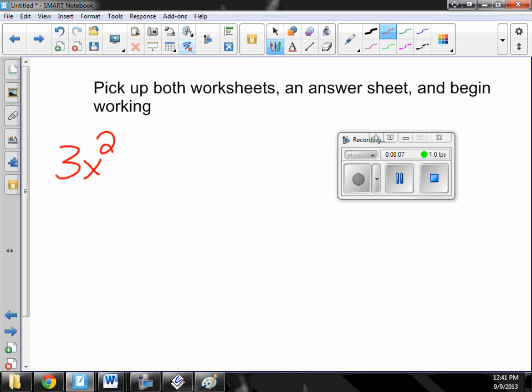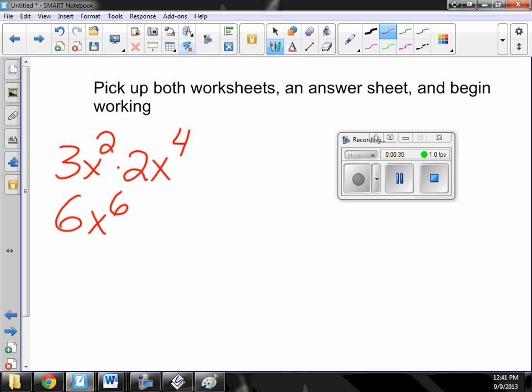3x squared times 2x to the fourth. This is kind of a review of what we did before. You're going to multiply the coefficients, 6, and then you have the same variable to different powers. We're just going to add the powers. So we have 6x to the 6th.